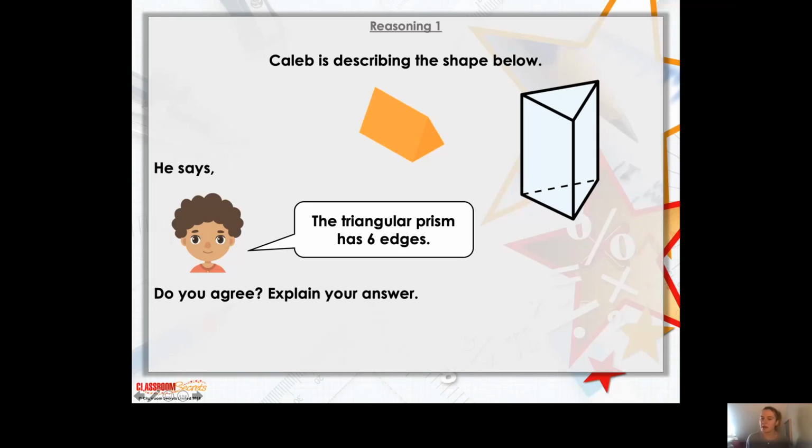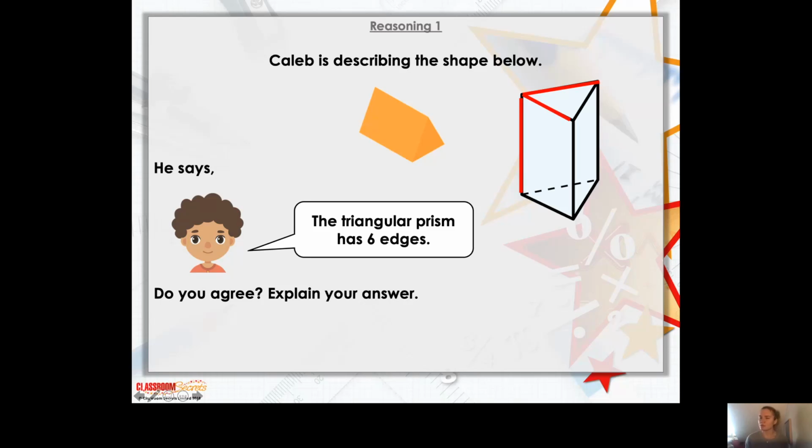So we need to count how many edges a triangular prism has to work out if he is correct or not. So I'm going to start counting the edges with you. Now, remember, an edge is where 2 faces meet, where 2 faces join on a 3D shape. Okay, so we have got our first one, our second, our third. Okay, so these are all places where 2 of our faces meet.